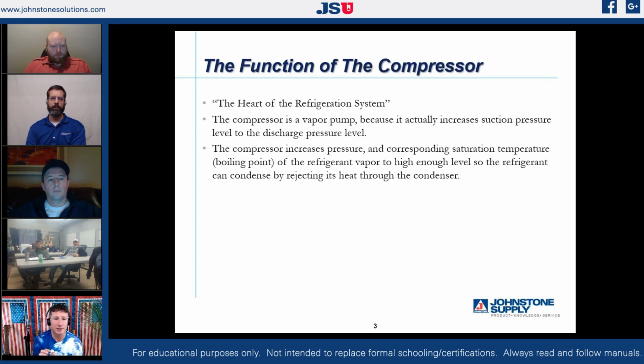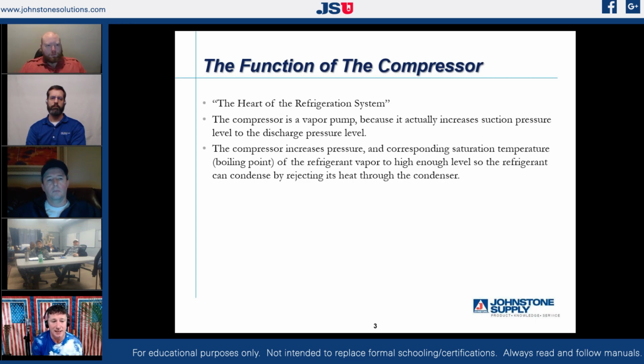So the function of a compressor, and it's any compressor. When we start talking about fundamentals of refrigeration, we're looking at a refrigeration process, just like Jeff was talking about yesterday. Any refrigeration cycle has four primary components: a condenser, a compressor, a metering device, and an evaporator. And that's all our compressor is, a vapor pump. Sometimes we use different types of locomotive force to drive those vapor pumps, but it is just a vapor pump. It increases the suction pressure to whatever our level of discharge pressure is. So the compressor increases pressure and the corresponding saturation temperature, or boiling point, of the refrigerant vapor to high enough levels so that the refrigerant can condense and reject its heat back through the condenser. So its purpose is to increase the pressure.